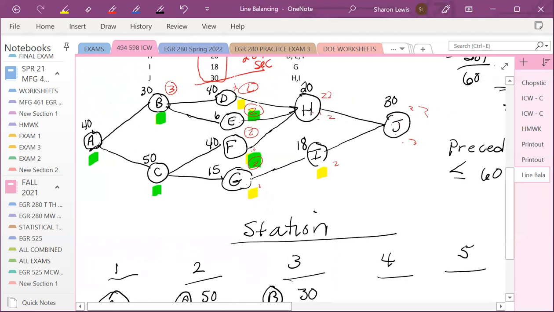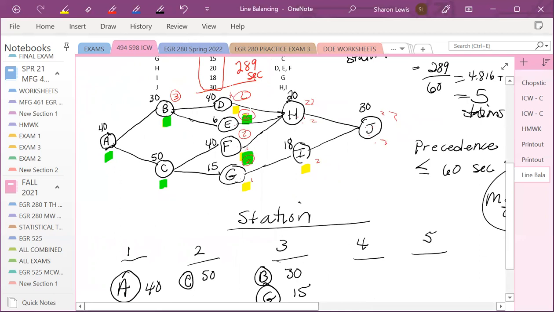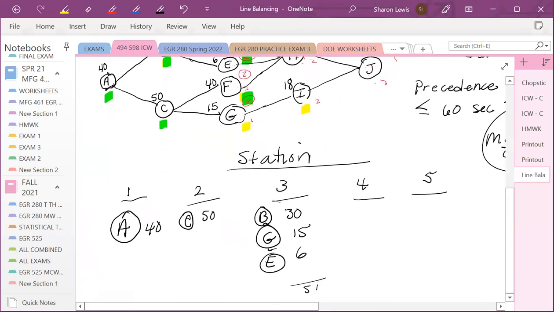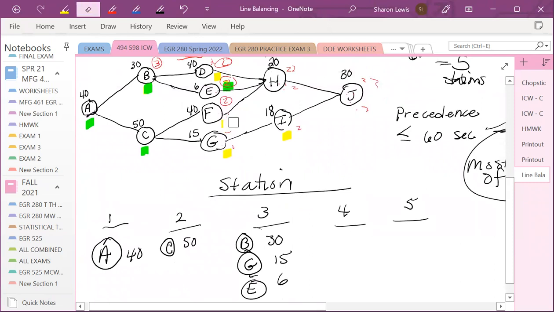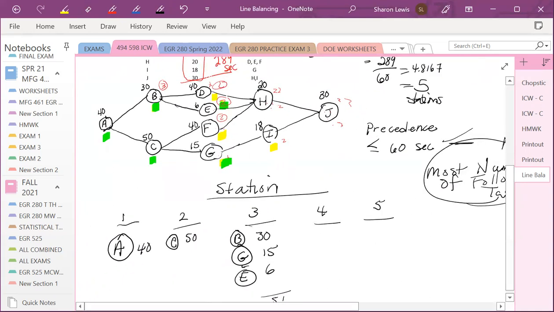So I'm going to go to my most number of followers, and we've got D, I, and oh, G's in. I didn't mark G in. I marked F incorrectly. F is not in. F is still there. It was G that I put in. So G's in. All right. So there we go. Now it's corrected. We've got our choices then. Our candidates are D, F, and I.